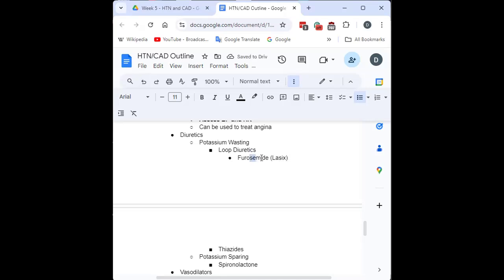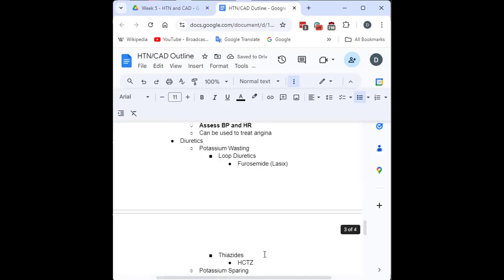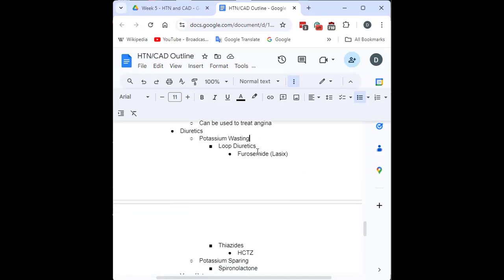Then there's another one I see with semi or amine. It's all your thiazides. These all end in thiazide. Hydrochlorothiazide, or HCTZ, and your potassium sparing, spironolactone. So obviously you're going to be monitoring for potassium with either one of these. If you're taking a potassium wasting one, make sure you're not going into hypokalemia. If you're giving a potassium sparing one, make sure you're not doing the opposite and having them go hyper.